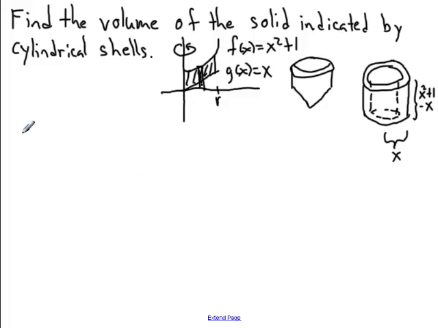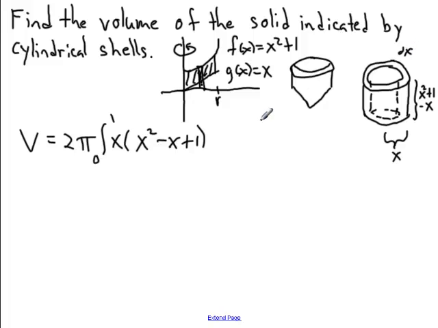So the volume that we get, according to our shell's formula, is 2 pi x, which is the average radius, times the height, which is x squared, and putting them in descending order, minus x plus 1. And so we're going to integrate that from 0 to 1, and we should have a delta x, and we do. The width of this shell is delta x.